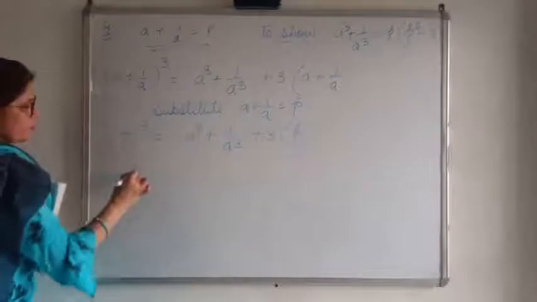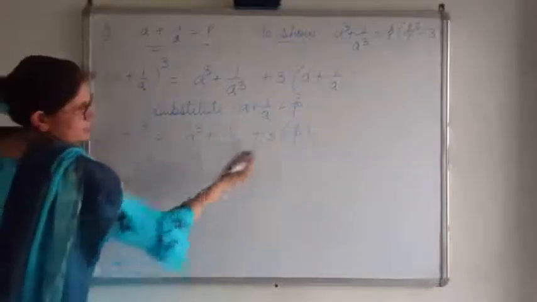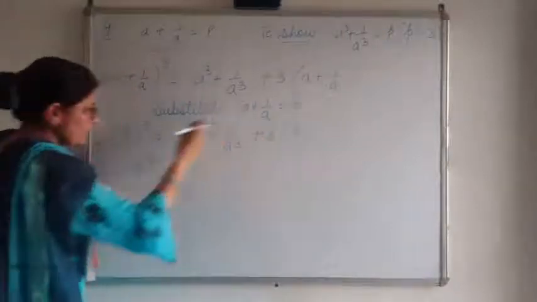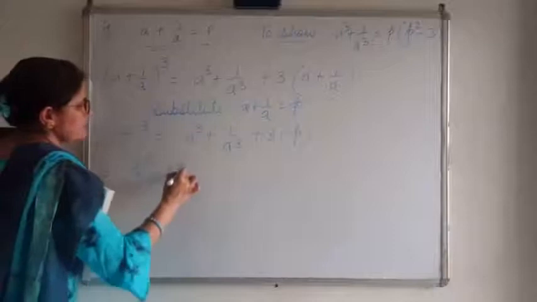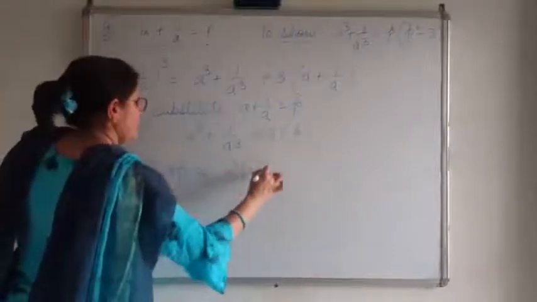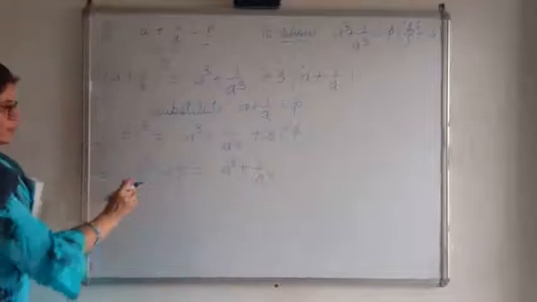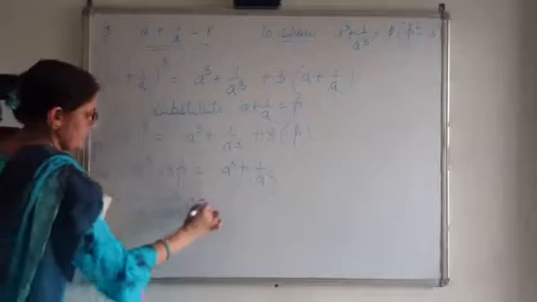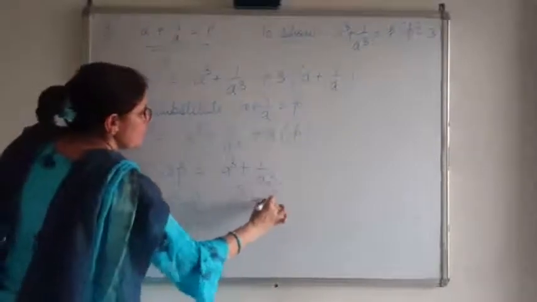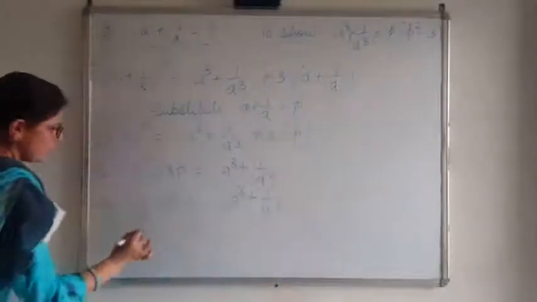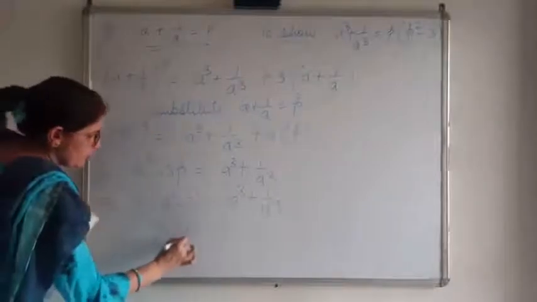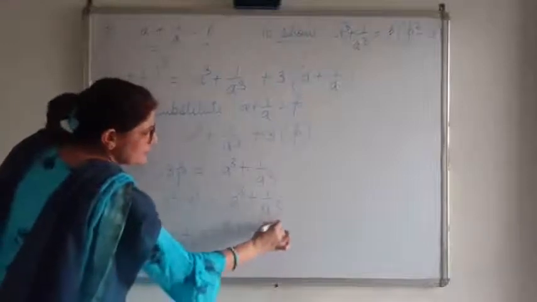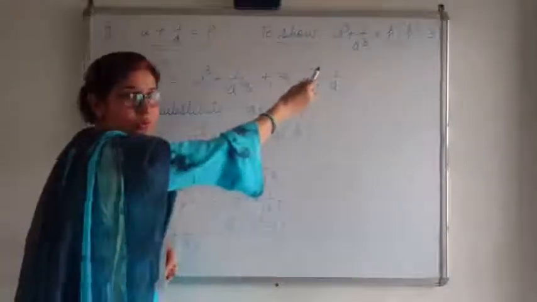So p cube, when you multiply 3 with p, what we will get? We get 3p. It is in plus, we shift this side, it will come in minus. So from here p is common, p square minus 3 equals a cube plus 1 over a cube. Therefore a cube plus 1 over a cube equals p into p square minus 3. The same we have to show here.